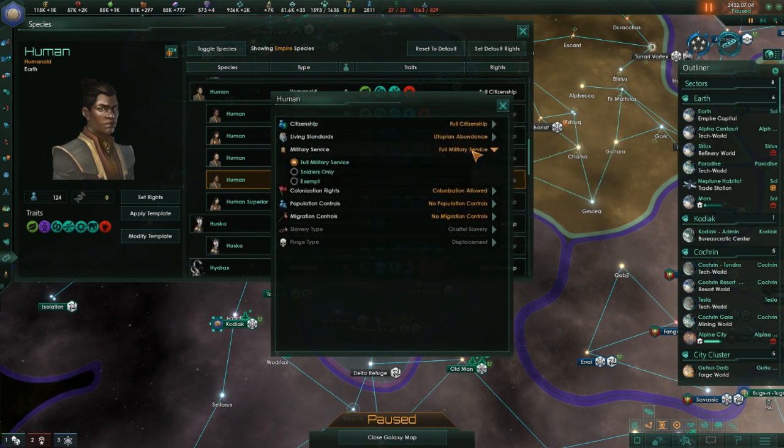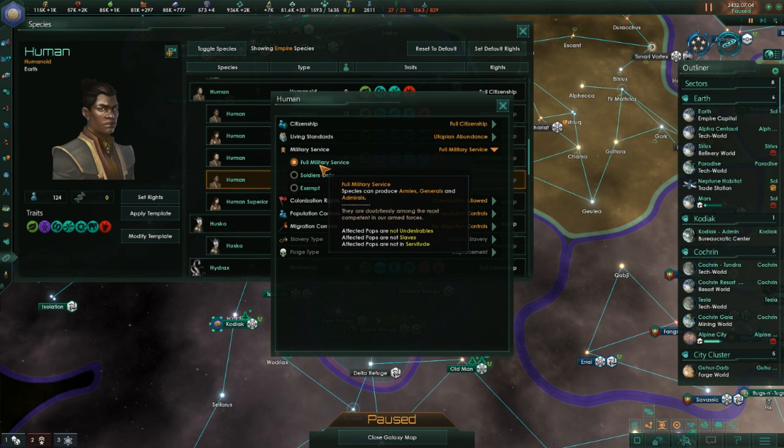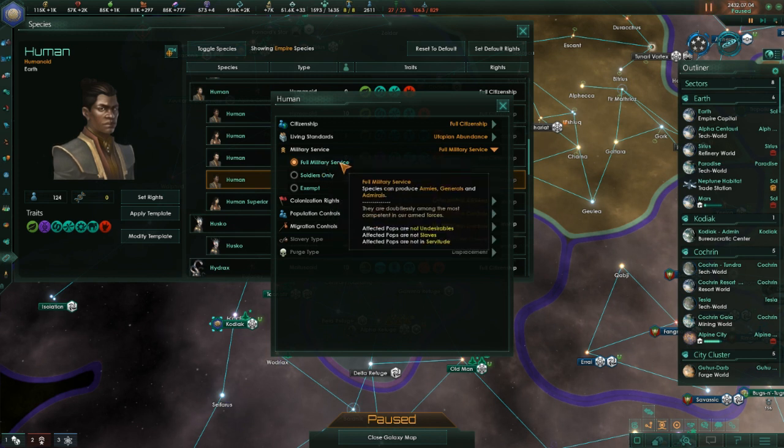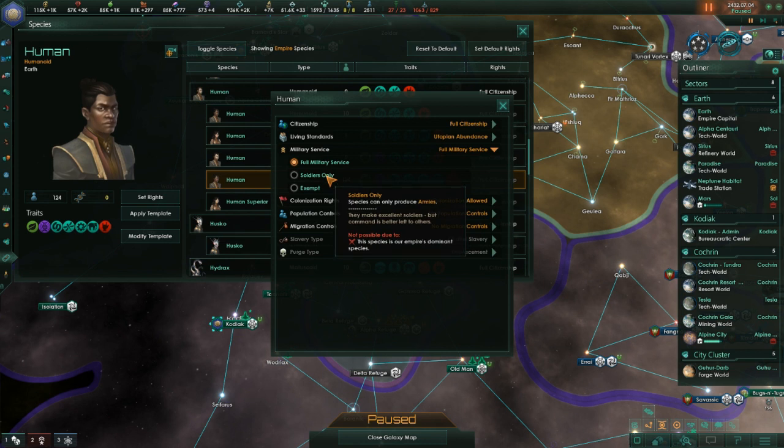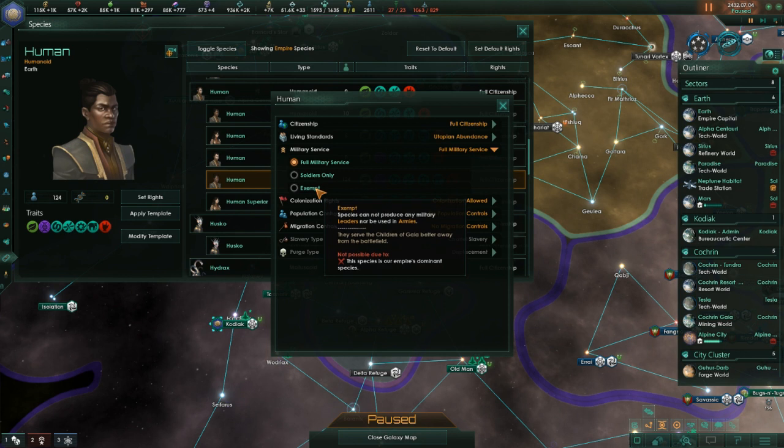Military service. Full military service means I can get officers, admirals and generals and such. Soldiers only means they're only allowed to be in the military as shock troops, and exempt means you're not allowed in the military.